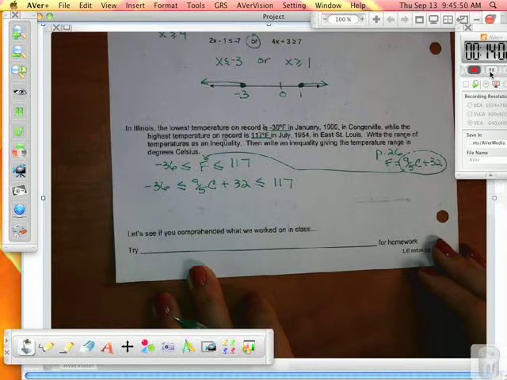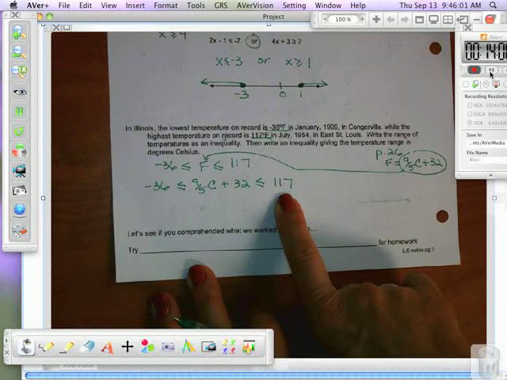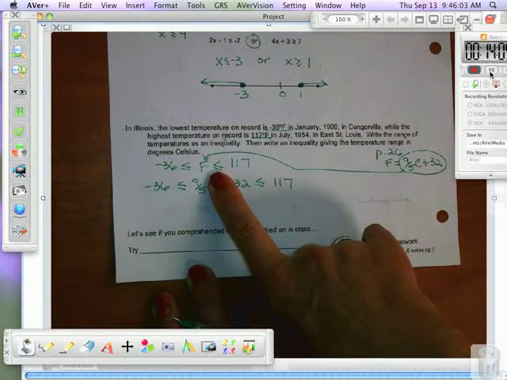Minus 32 from both sides. And then how would you get rid of that 9/5? Multiply by 5/9. Instead of dividing by a fraction, multiply by its reciprocal. And you would end up with this.